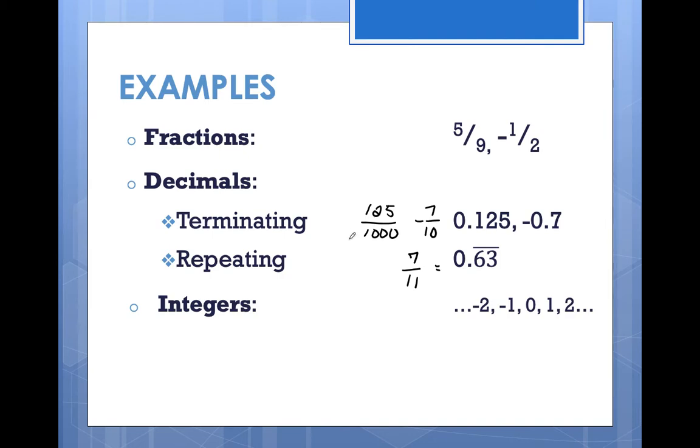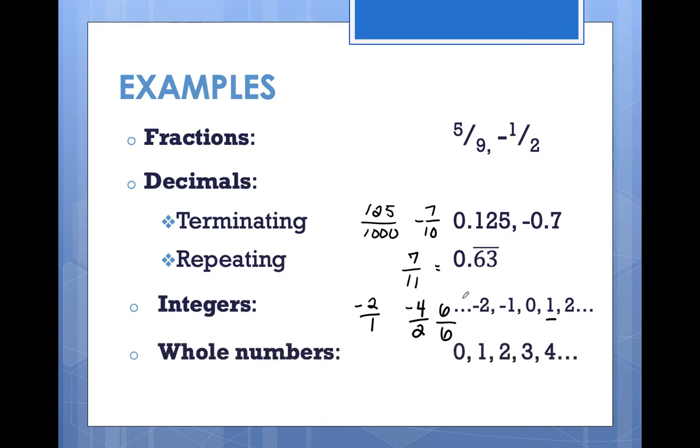Integers can also be written in the form a over b. While they are not, you can see in this list, -2, -1, 0, 1, 2, they don't look like a fraction, but I can easily make them into a fraction. I can write -2 as a fraction by putting a 1 under it. I could also do -4 over 2, that is equal to -2. Lots of different ways I can turn integers into fractions. I could do 6 over 6, that's equal to 1. Integers can be written in the form a over b.